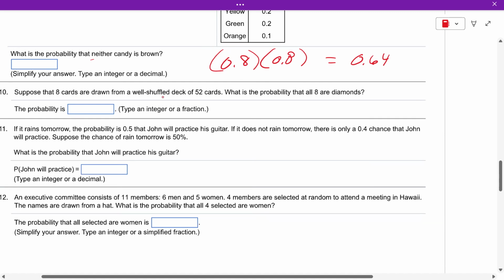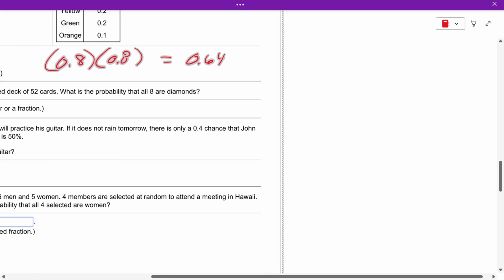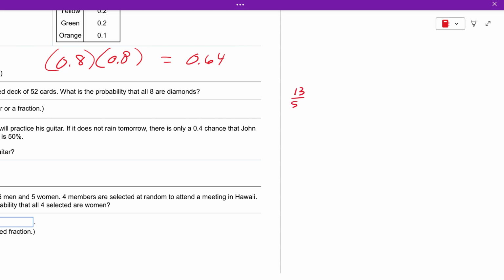Okay, suppose 8 cards are drawn from a well-shuffled deck. What's the probability that all 8 are diamonds? Now this is the nasty problem. Okay, so what's the probability of drawing a diamond out of the 52 cards when you first pick out a card? How many diamonds are there in a deck of cards? 13. Okay, there's 13 out of the 52. Then the next time you draw a card, how many are left? 51. So you have a 12 out of 51 being a diamond. And then 11 out of 50.